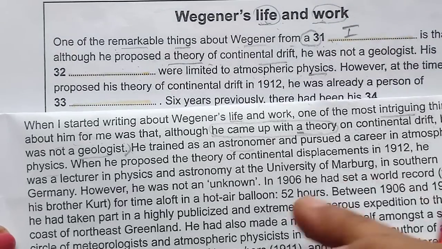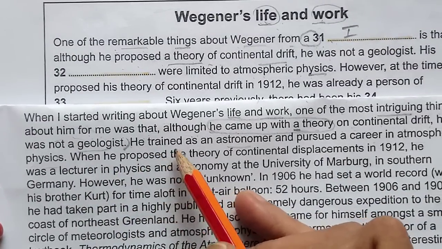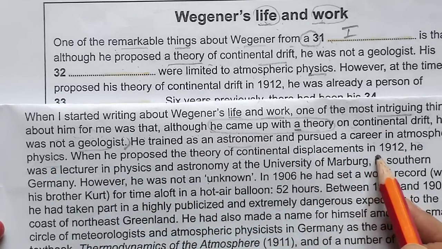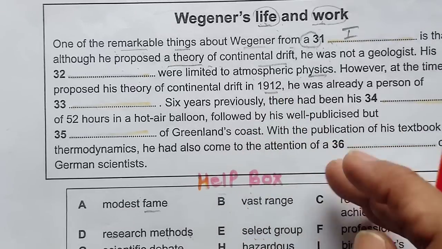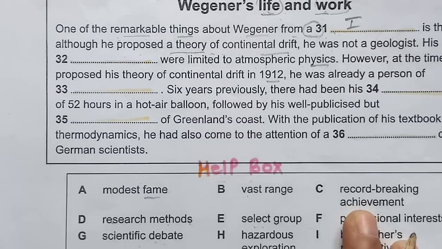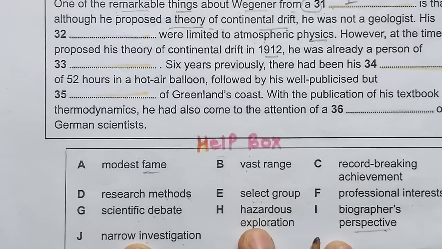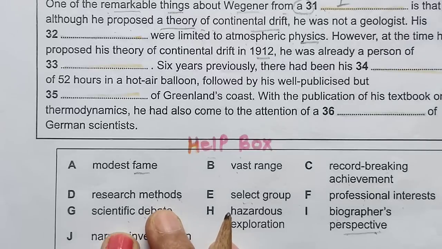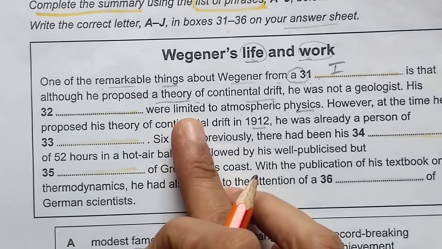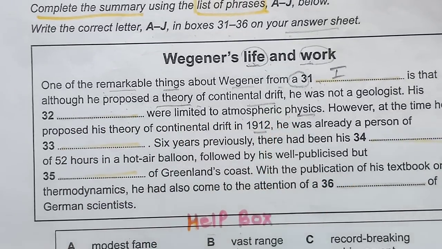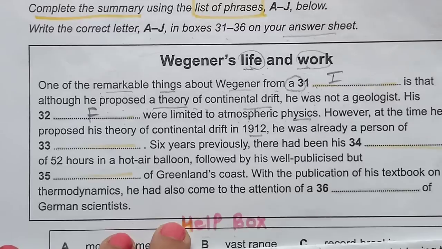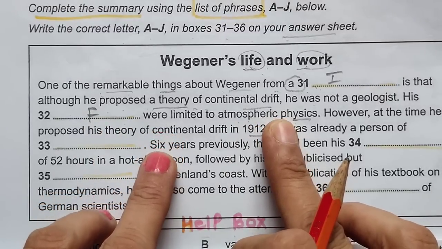So let's read the information. He was not a geologist. He trained as an astronomer and pursued a career in atmospheric physics when he proposed the theory of displacement in 1912. Next line is this: his dash were limited to atmospheric physics. Narrow investigation, scientific debate, most professional interest. His professional interest were limited to atmospheric physics, because he trained as an astronomer and pursued a career. His interests were limited to atmospheric physics.